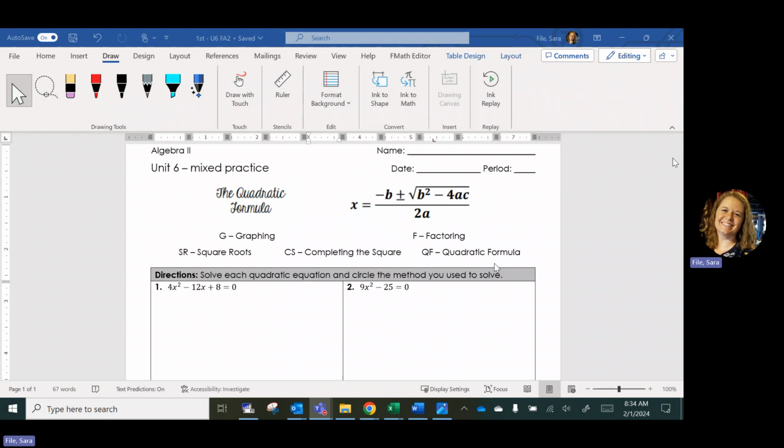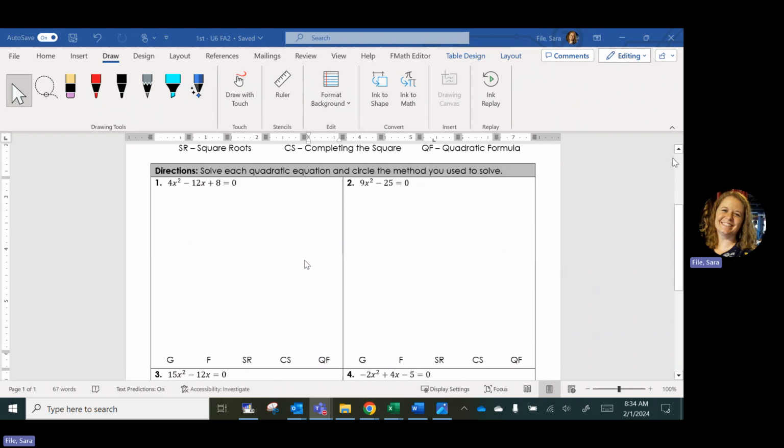Now, there are some where factoring is pretty straightforward, pretty simple. Square root method is pretty straightforward and pretty simple. So I'll talk about those as we go through these 4.